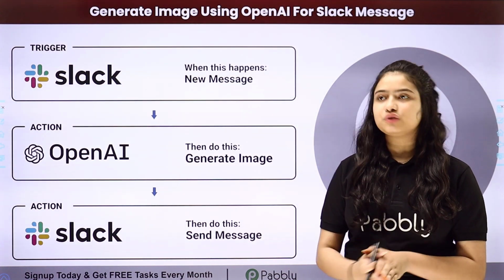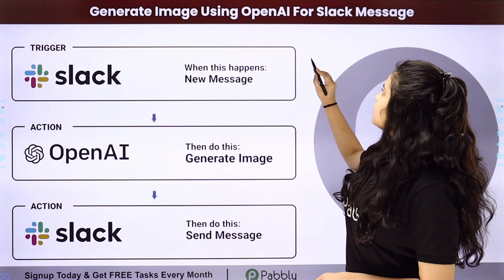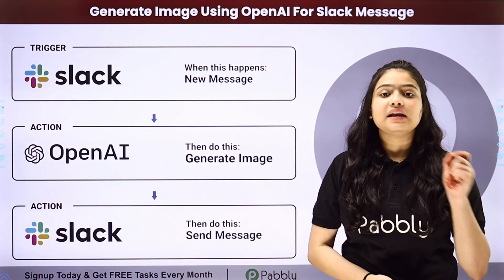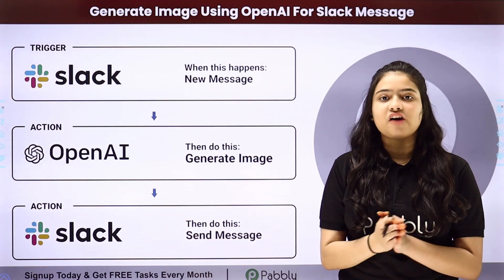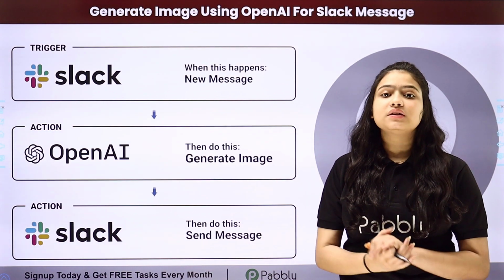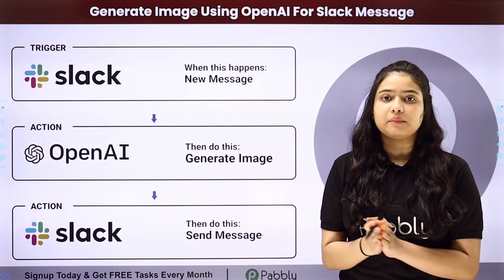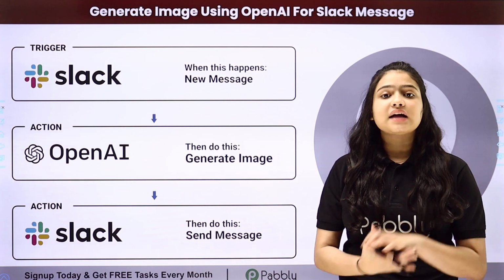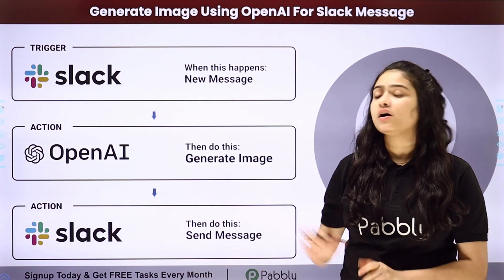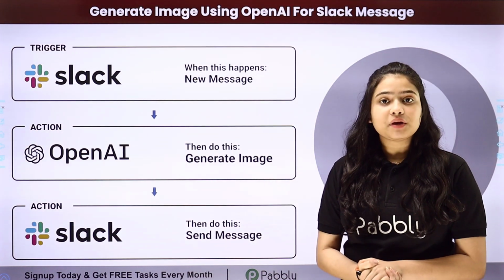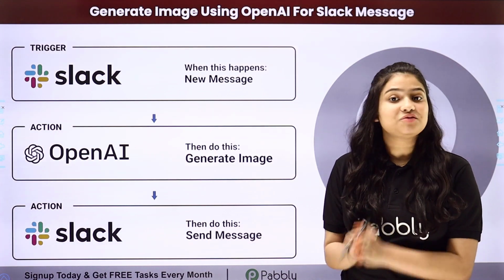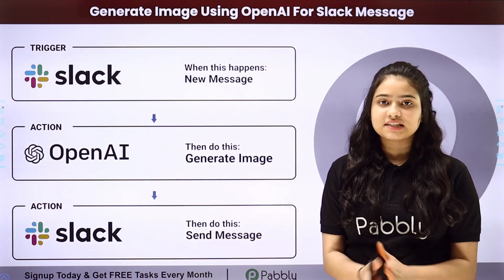In this video, we are going to learn how to generate an image using OpenAI for a Slack message. Let's suppose I have a Slack channel in which I have my team members also. Now I want that as soon as a team member sends a message in that Slack channel, an image should be generated from OpenAI using that same message, and then the same image should be sent automatically on that same channel. So how are we going to automate this entire process?